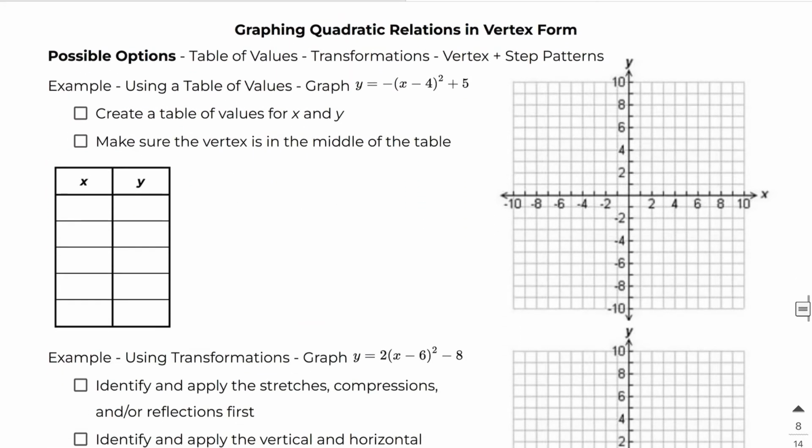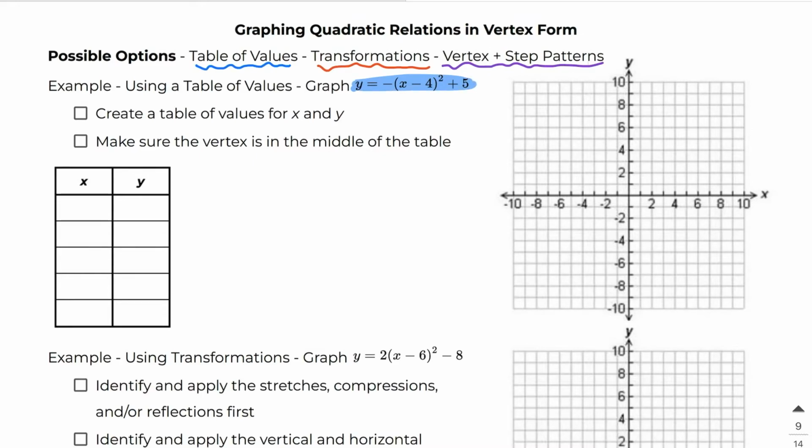Okay? All right, so let's go ahead and apply this to graphing quadratic relations in vertex form. So we've got 3 different options on how to do this. We could either use a table of values, we could use transformations, or we could use the vertex combined with step patterns. So in our first example, we're asked to use a table of values. So here we want to graph out y equals negative (x minus 4) squared plus 5.